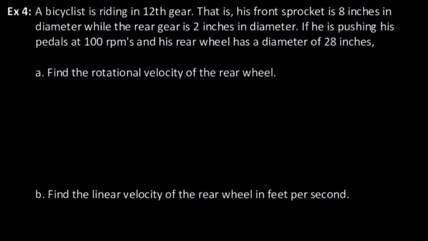Our last example is the most challenging, but also the most interesting. A bicyclist is riding in 12th gear. That is, his front sprocket is 8 inches in diameter, while the rear gear is 2 inches in diameter. If he is pushing his pedals at 100 RPM and his rear wheel has a diameter of 28 inches, A, find the rotational velocity of the rear wheel.